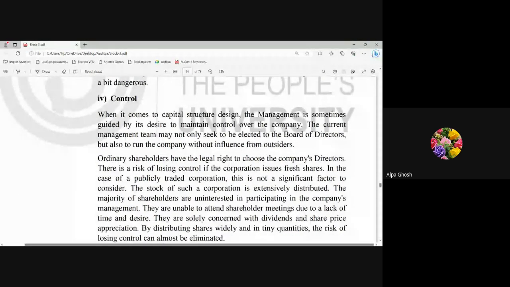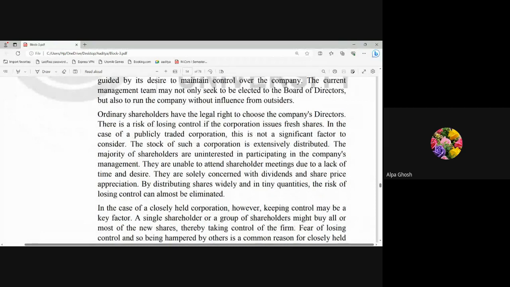Control. Of course, if you are willing to lose control of the company and put it into many hands, we will go for equity shares. And if we don't want to dilute the control and want to keep it with limited people, we will go for debt funds.